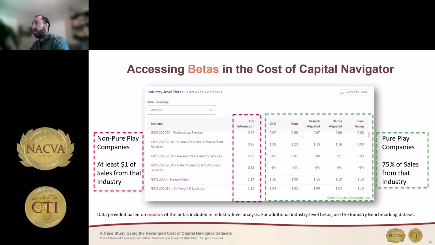Okay. And so then on the left side is our full information beta. These are non-pure play companies. It's another beta methodology where if a company has at least $1 of sales in that industry, it would be included in that beta regression. If you were an old Morningstar Ibbotson or Valuation Handbook purchaser, full information betas would have been provided in a data table back then and used as a basis to calculate the industry risk premia table. So just another beta methodology, but to be clear, it's not pure play companies that make up that industry.